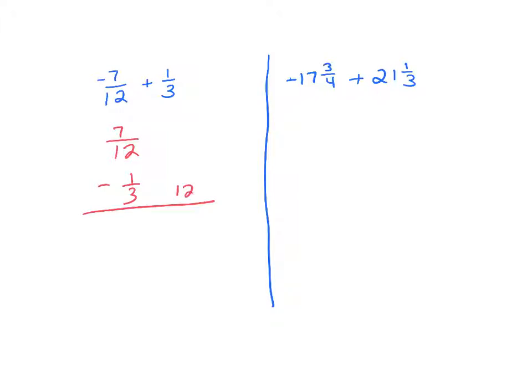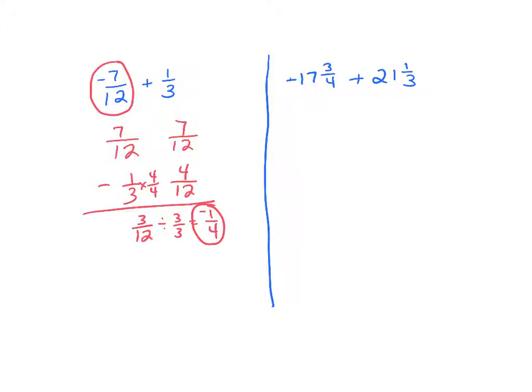So I could change the 1/3 into twelfths. I'm going to keep the 7/12 the same. In order to change the 1/3 to twelfths, I have to multiply by 4/4, and I get 4/12. 7/12 minus 4/12 gives me 3/12, which I can't leave like that. I need to divide that by 3/3, and I get 1/4. Now I need to decide, is it positive or is it negative? Well, the 7/12 is the larger number, and it was a negative. So I know that my answer to this problem is a negative 1/4.